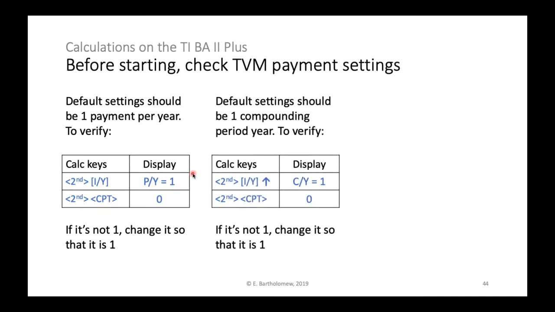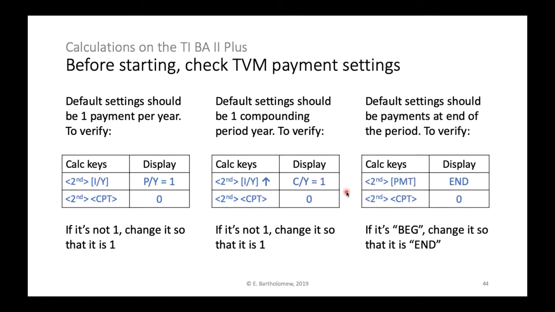Then in addition, you want to verify that the compounding period per year is 1. So do a similar thing here, second I/Y, but then hit the up arrow, and you should see C/Y equals 1. If it's something different, change it to 1.